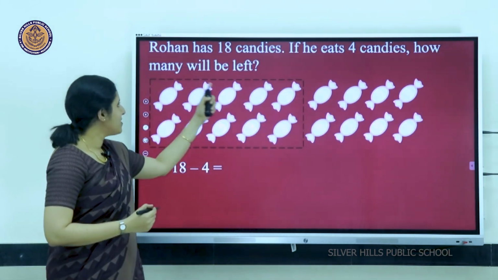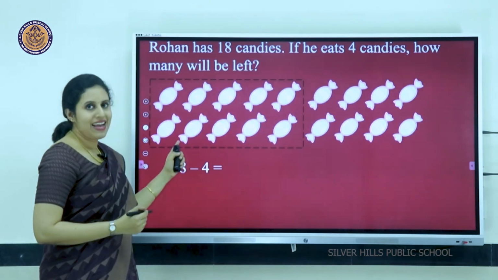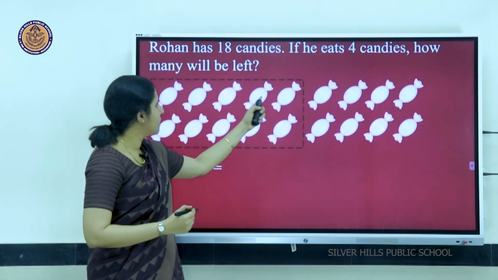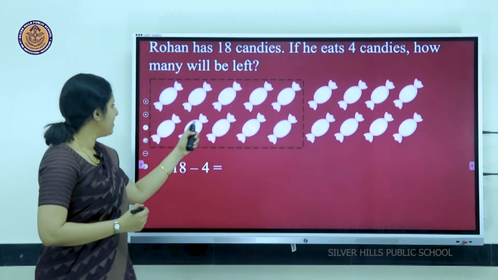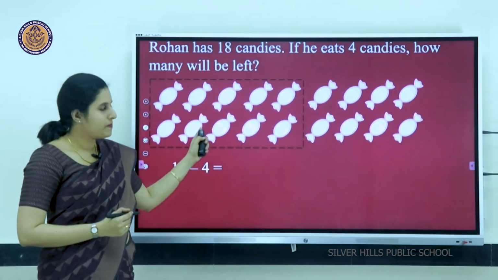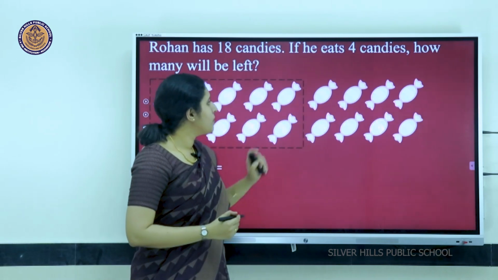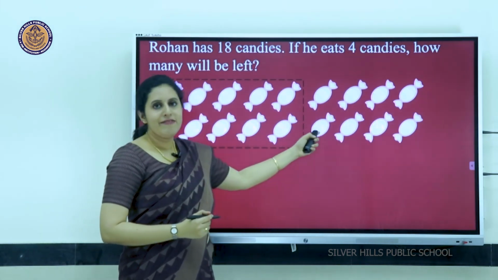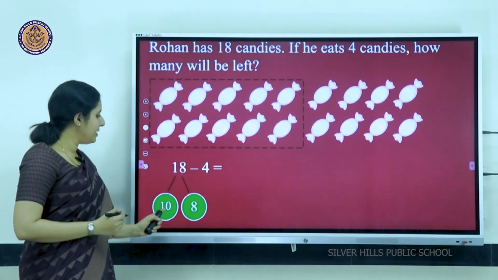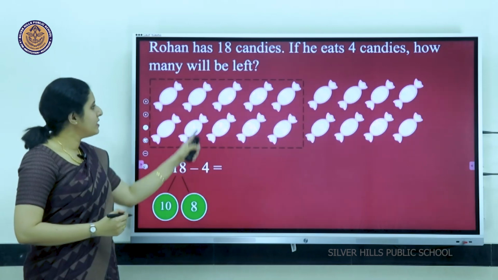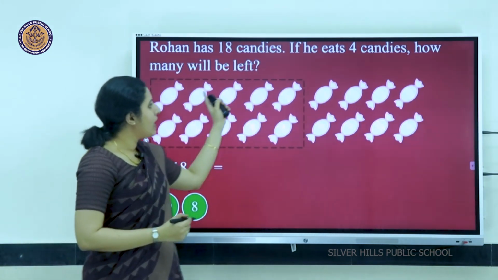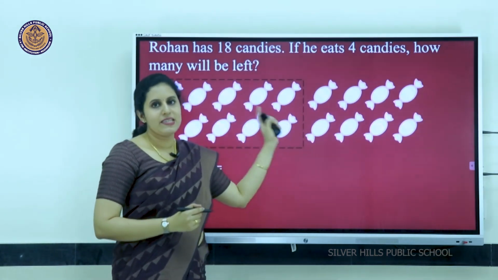See, inside these dotted lines, I have grouped 1, 2, 3, 4, 5, 6, 7, 8, 9, 10. 10 candies are inside this group. Now, outside the group, how many are there? Yes, 8. Since you know that the number 18 can be split as 10 and 8, that is what we have shown here. So, inside the group there are 10, outside the group there are 8.